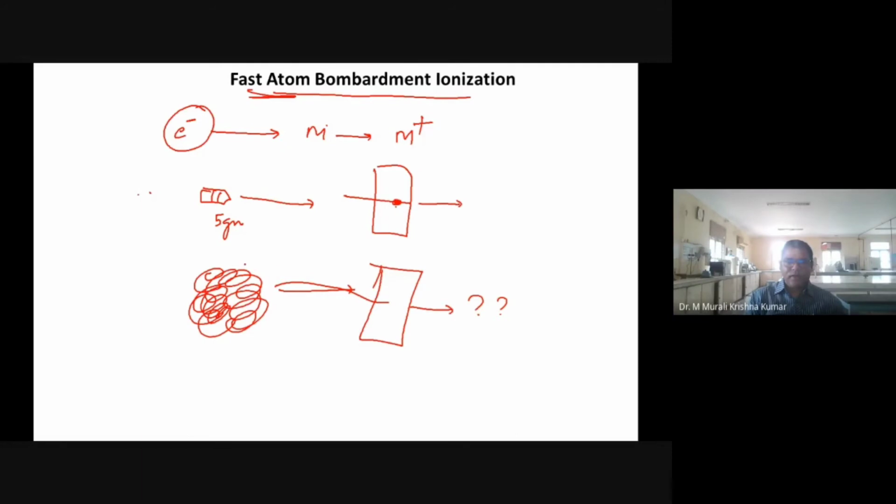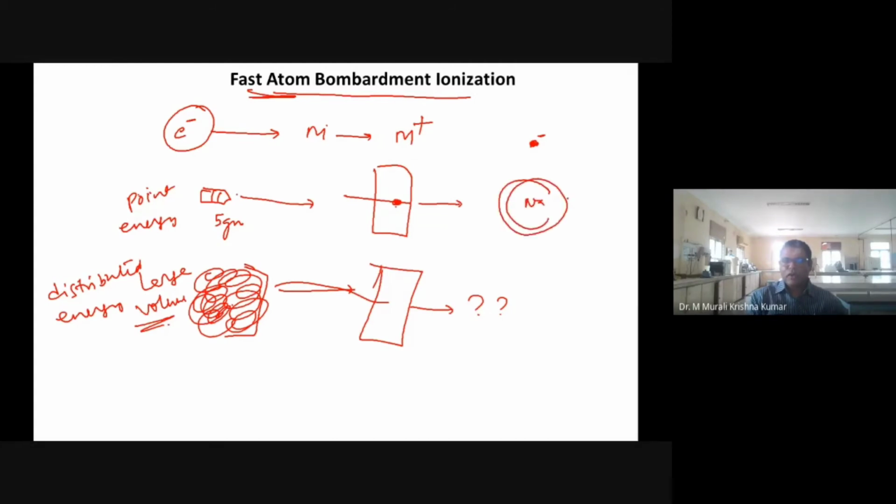It's not possible because the energy is distributed over a large volume. The same energy is given to this one as well as this one. This is more like point energy. This is more like distributed energy. So instead of using electrons, which are of this much size and negatively charged, we use ions like the sodium ion, Na plus, which is almost 23 times bigger than an electron.